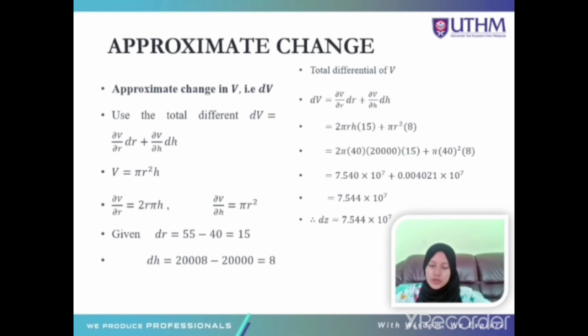Okay, now we calculate the difference of r, where 55 is the radius after expansion minus 40, which is the radius before expansion, and then we get 15. And for the difference of h, 20,008, which is the height after expansion, minus 20,000, the height before expansion, we get 8. Okay, so for the total differential of V, we get dV equal to 7.544 multiplied by 10 to the power of 7.